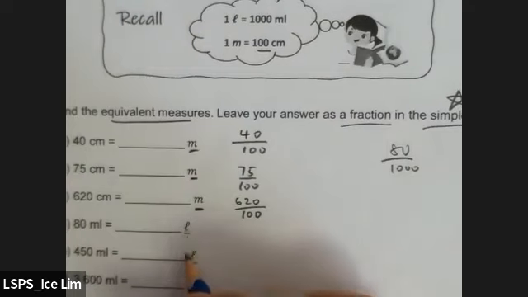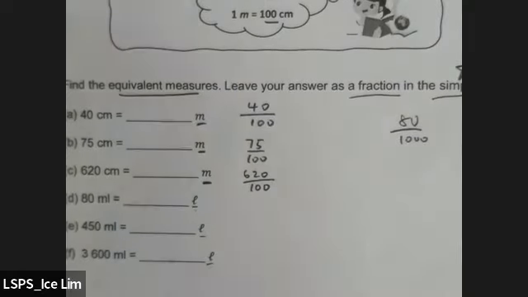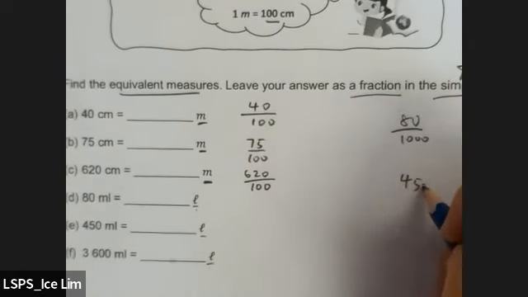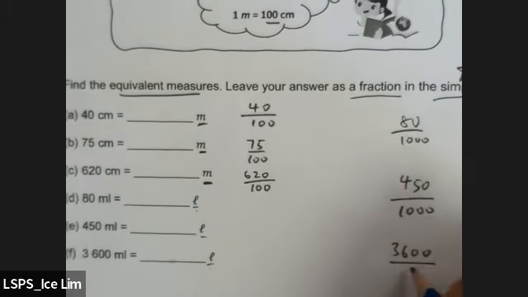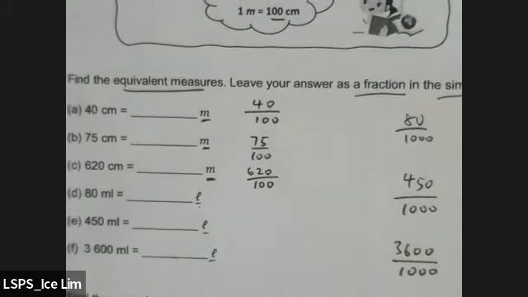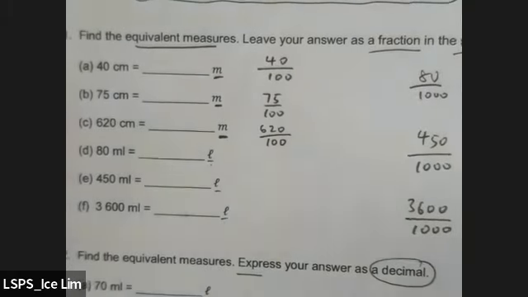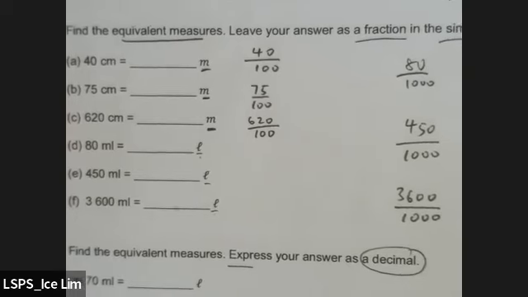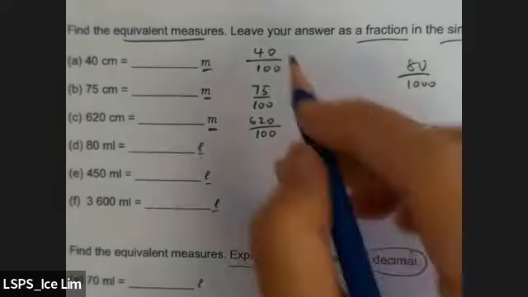Because it's liters next. And then, 150 out of 1,000. 3,600 out of 1,000. Why? Careless mistake. Never see the liter sign. Now you learn from the mistake. After the fraction, simplest form.